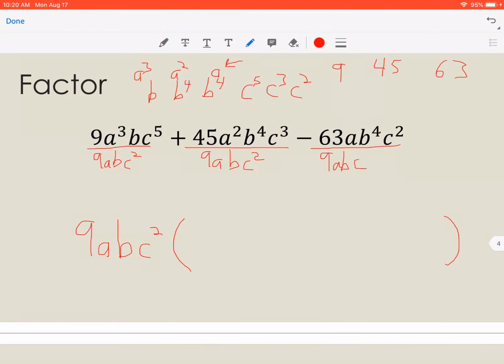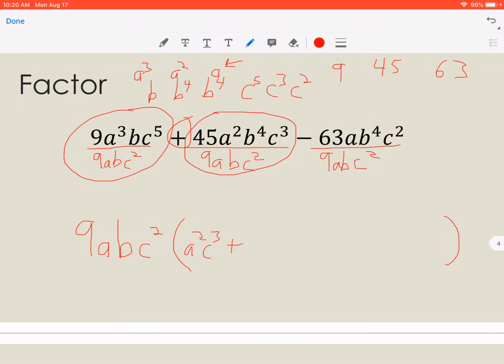c squared. All right, so when I look at this first term here, the 9's cancel, 9 divided by 9. Look at the a's. I had 3, I took 1 out, so I should only have a squared. Look at the b's. There was 1 on top, 1 on the bottom. They canceled. Look at the c's. You had 5, you took away 2. That's all that's left. All right, look at the next term. There's a plus sign, put a plus sign.